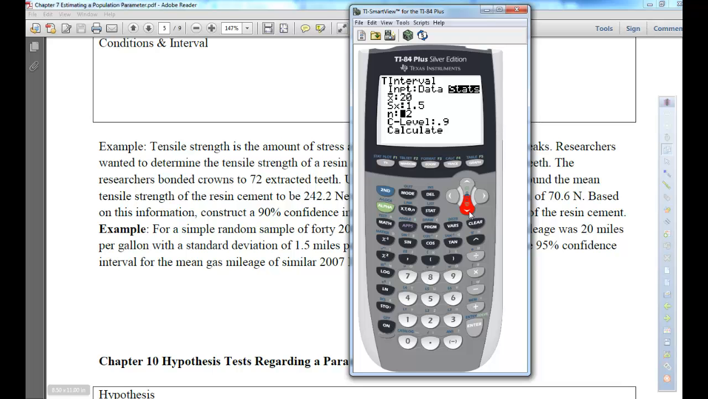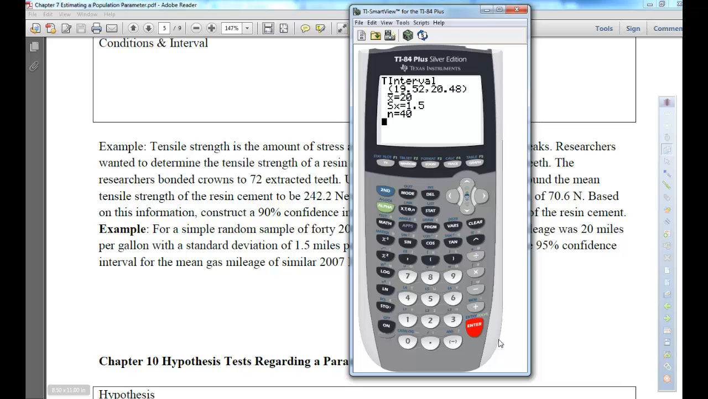And our size here, we really do put in sample size. We don't worry about degrees of freedom. Put in the sample size, which was 40. And our level of confidence is 95%, so 0.95. And it handles everything else for us. Okay, we're going to hit calculate, enter.